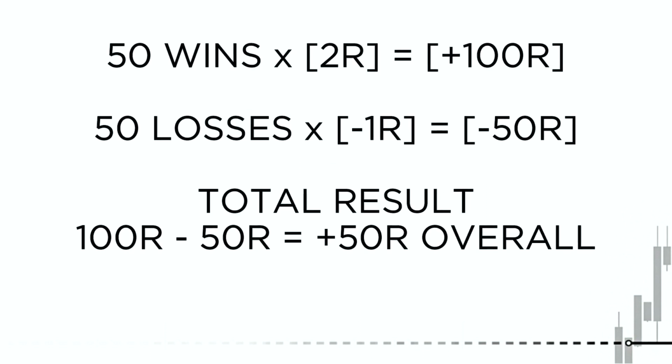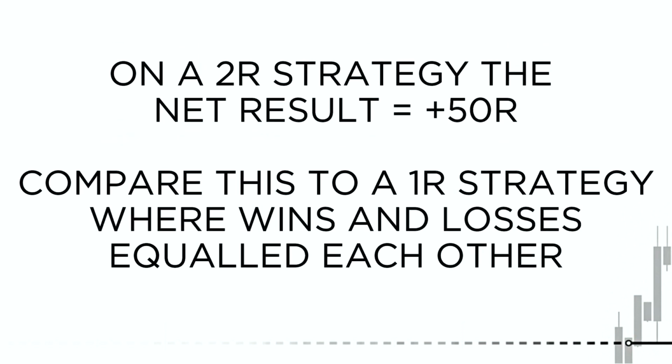So as you can see, we still have 50 wins and we still have 50 losses. But before, where on the 1R strategy these cancelled each other out, with a 2R, every win is worth twice as much as every loss. And therefore, even though we have a win rate of 50%, we're actually easily profitable.